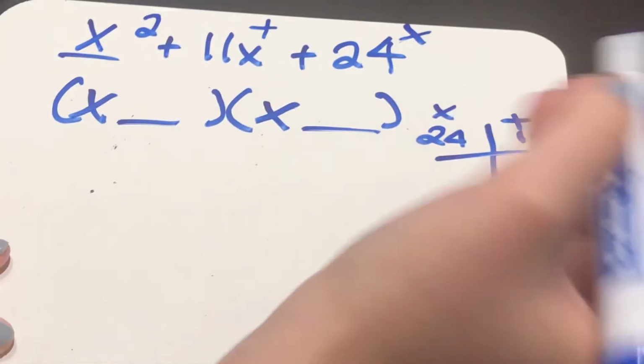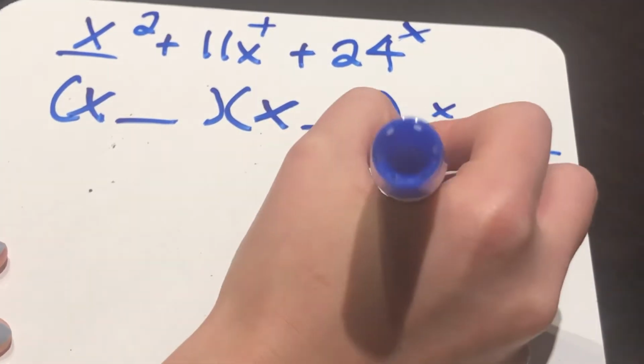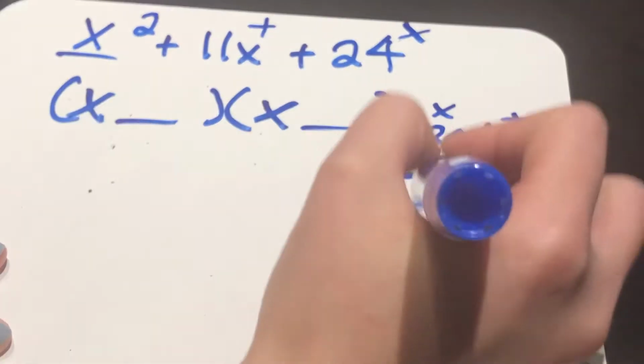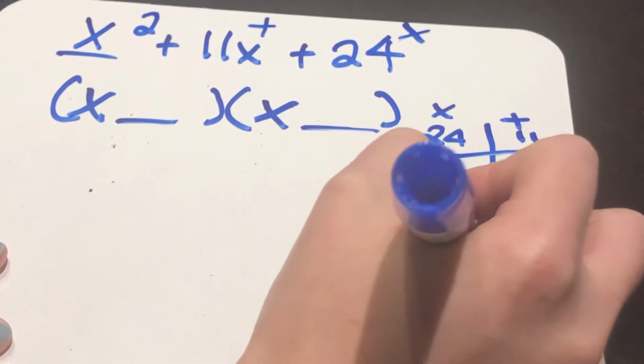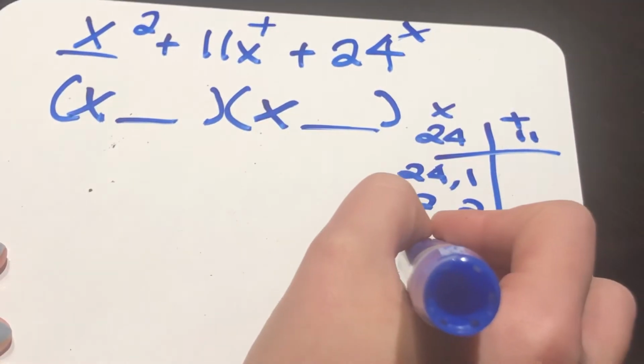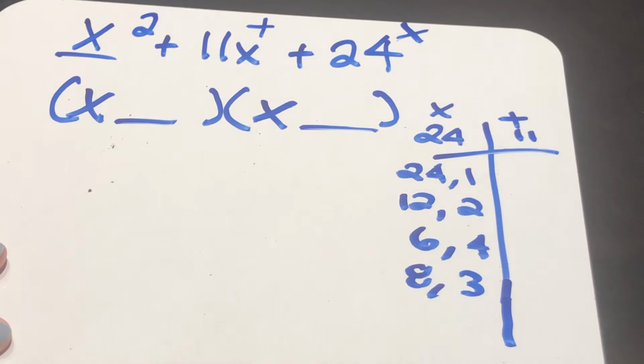All right, what are some numbers that multiply to get 24? Let's see, 24 times 1, 12 times 2, 6 times 4, how about 3 times 8, 8 times 3, and I think that's it.